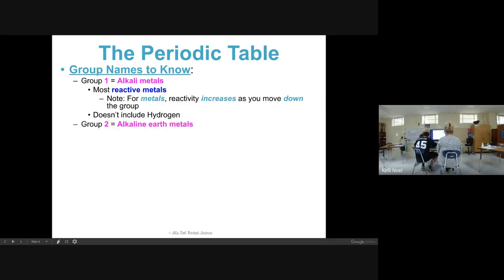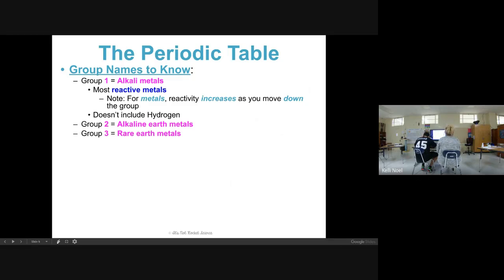Now, 2A, or group 2, is the alkaline earth metals. So you can turn your paper to the side, and above 2A, write alkaline earth metals on your periodic table. These are also reactive. They're not as reactive as group 1, but they're still reactive. We're skipping the middle. Wait a minute. No, we're not. I told the first class wrong.